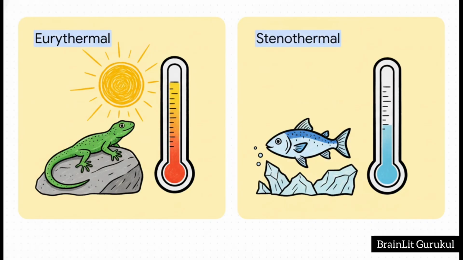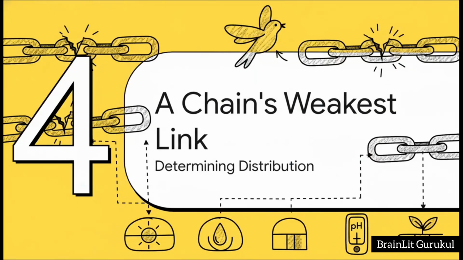We can even apply these same labels to specific factors. So an organism that can handle a wide range of temperatures, like our desert lizard, is called eurythermal. But one with a super narrow temperature tolerance, like a polar ice fish that's adapted to live only in near-freezing water, is stenothermal. So you see, this whole idea of wide versus narrow tolerance applies across the board to all kinds of environmental factors.